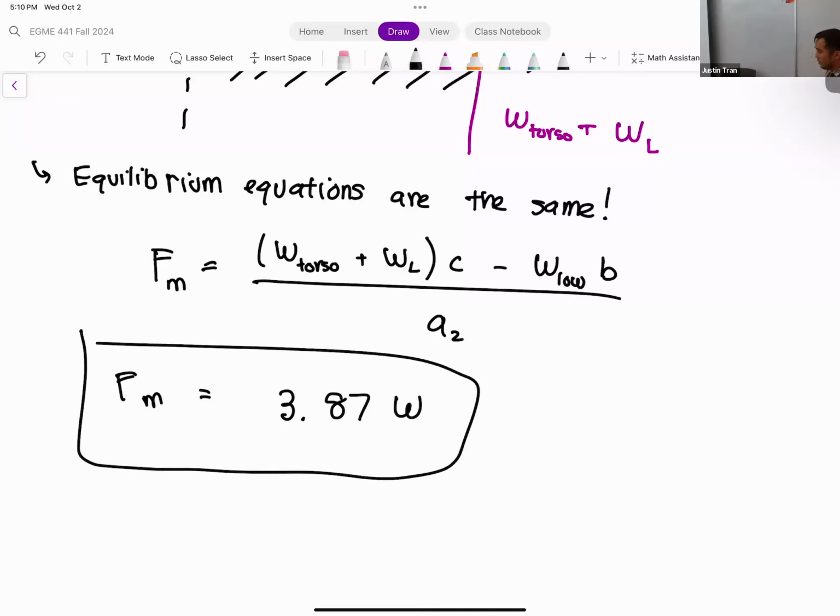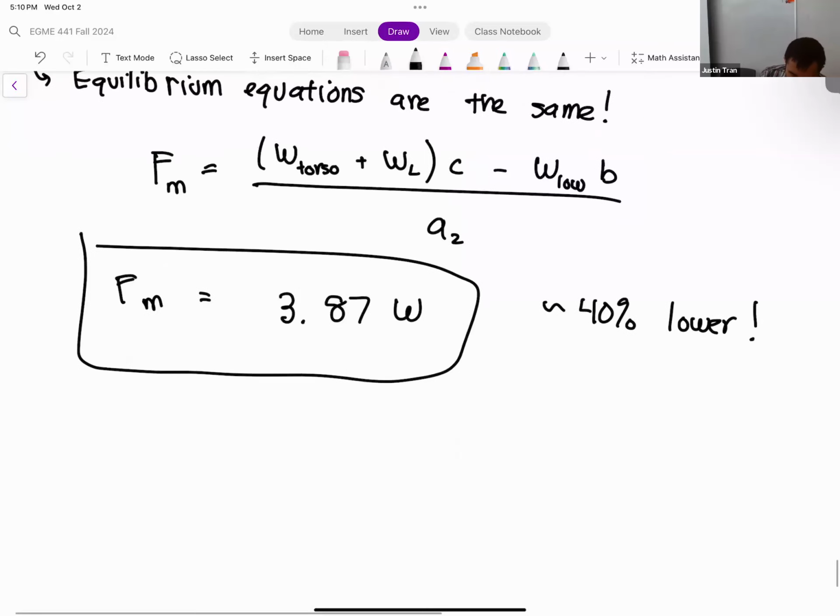So it's still quite big, right? If you're lifting something off the ground, there's no way around it. Your body is going to exert a lot of force, but it's much lower than it was before. I would say maybe it's about 40% lower than in the previous example. So that's a great sign right away that we're in a much better position here.